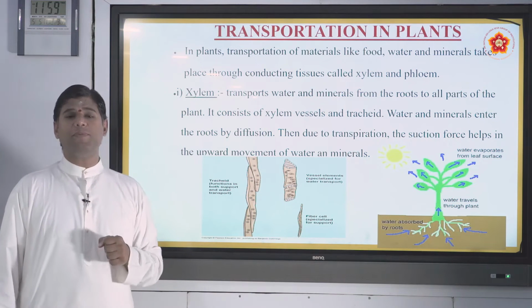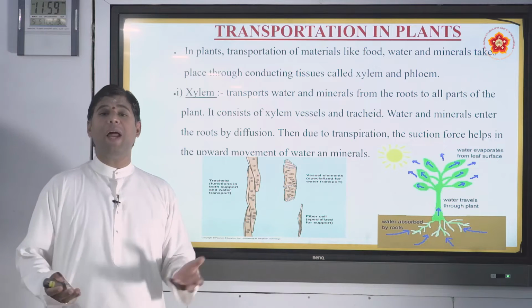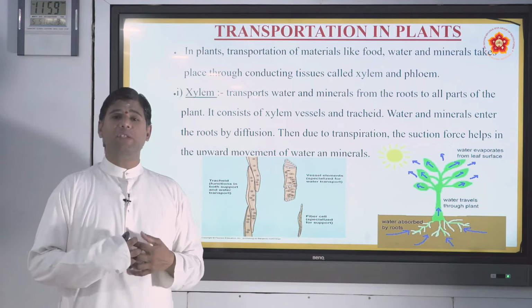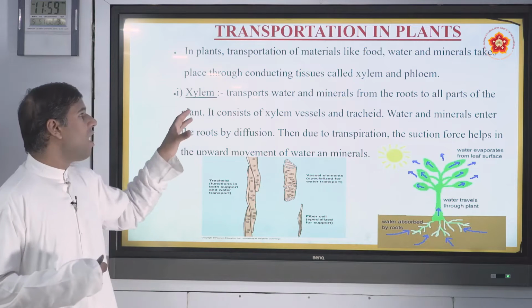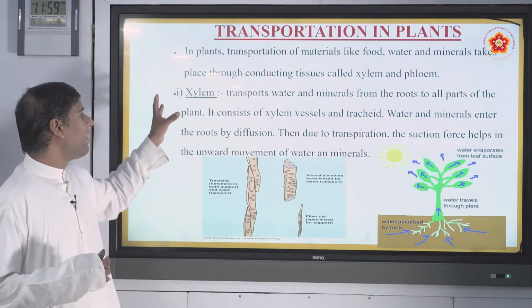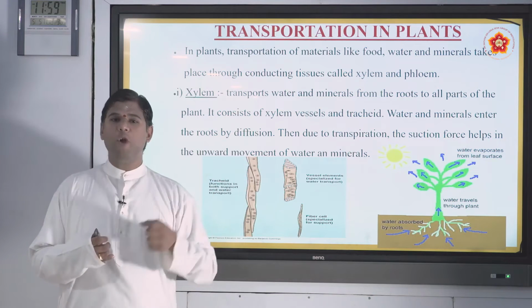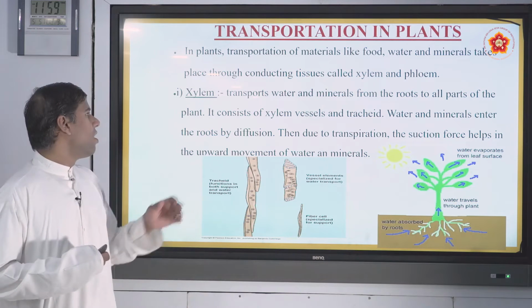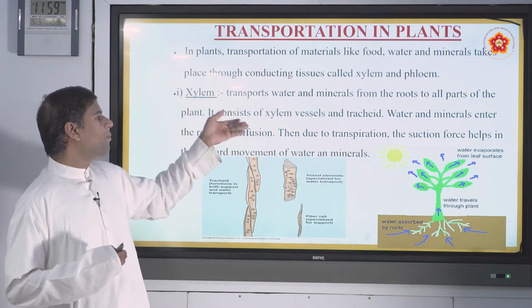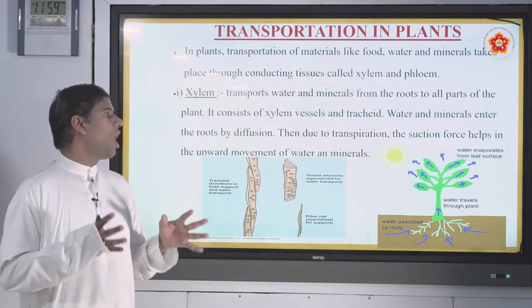As we have transportation in human beings and animals, transportation also takes place in plants. It's a very interesting thing to see. The plants also transport many things, like food, water, and minerals, through conducting tissues called xylem and phloem. Now let's see what xylem and phloem are. Xylem transports water and minerals from the roots to all parts of the plant.